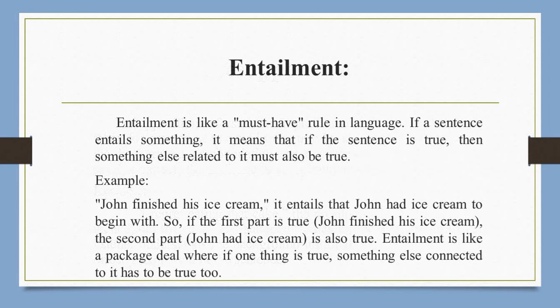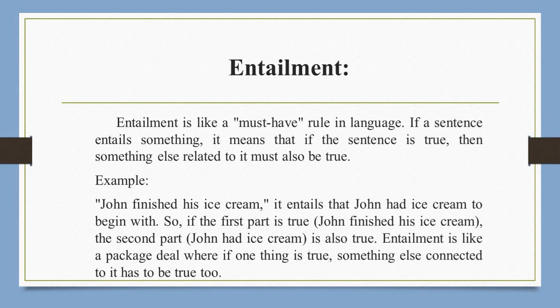Alright, moving towards entailment. It is like a must-have rule in language. If a sentence entails something, it means if the sentence is true, then something else related to it must also be true. So it has statement A and B. If A is said to be true, then B is absolutely true. So it's like that.